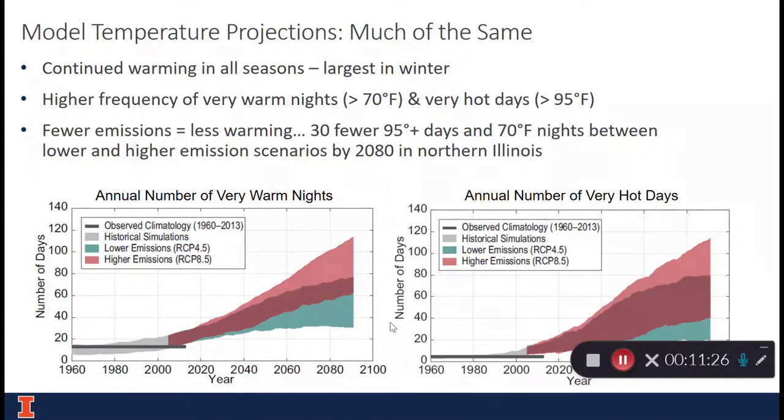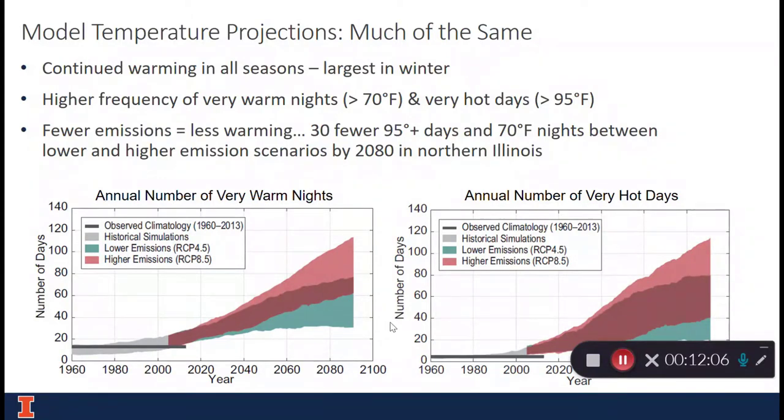So what we see is a very strong bifurcation between the red and the green regions. They're separated quite strongly, which indicates that fewer emissions equals less warming. The amount of change in the number of very warm nights and very hot days in northern Illinois between now and the end of the century is very sensitive to overall global carbon dioxide emissions and global carbon dioxide concentrations. To put a specific number to this, the difference between the higher and lower emission scenario results in overall 30 fewer very hot days and 30 fewer very warm nights between those two emissions by 2080 in northern Illinois.